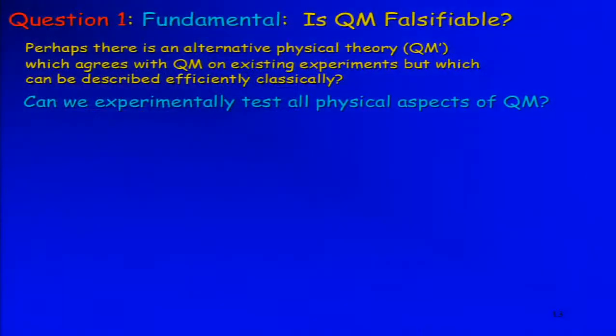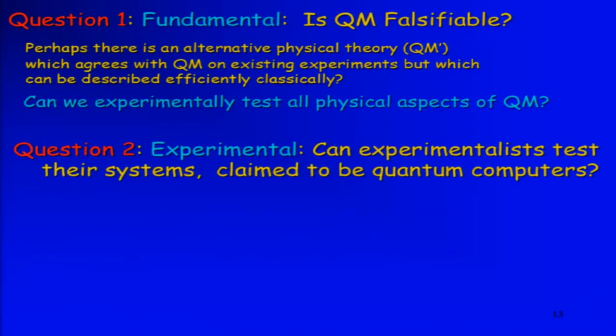In the high complexity regime, at least. Maybe all the experiments that we've done so far only tested quantum mechanics in its low complexity regime. And maybe there exists an alternative quantum mechanical theory, QM prime, which agrees with quantum mechanics on everything in the low complexity regime, but does not have this exploding computational complexity, this exponential explosion. So really the question is, can we experimentally test all physical aspects of quantum mechanics, including its high complexity regime?